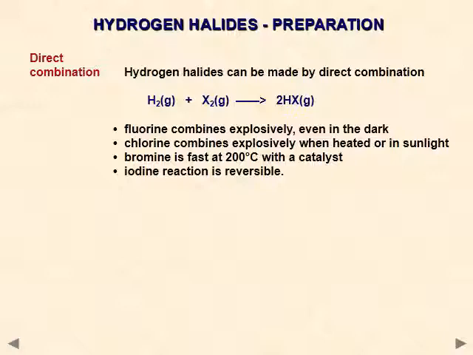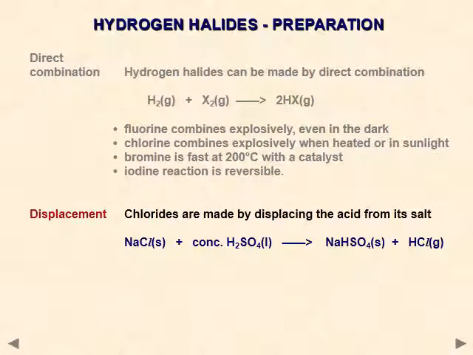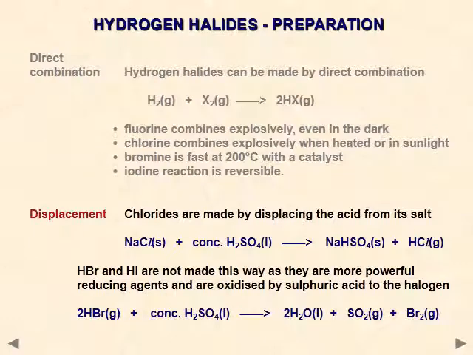The reaction of bromine will be fast at 200 degrees C with a catalyst, so it's a slow reaction. And for iodine, H2 plus I2 is a reversible reaction to form 2HI, and the equilibrium is well towards H2 and I2 on the left hand side. So this reaction is quite difficult to occur. The reactivity decreases, so the rate of the reaction is also decreasing. Displacement reaction: we have seen that NaCl forms NaHSO4 and HCl, and similarly HBr and HI.